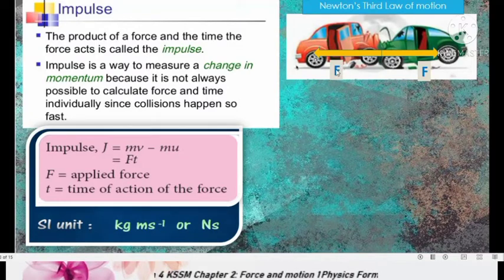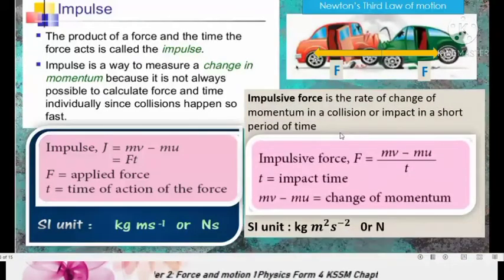Just now, I discussed the force that acts during this collision. The name of the force is called impulsive force. Impulsive force is defined as the rate of change of momentum in a collision or impact in a short period of time, meaning a force that acts during collision. Okay, so this F is also known as impulsive force.